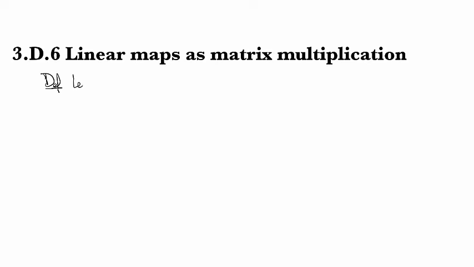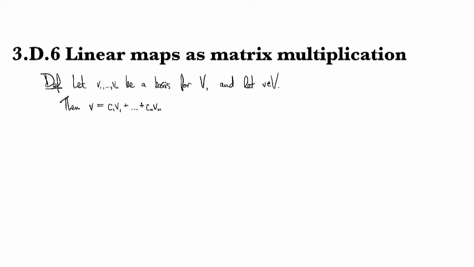So let's let V1 through Vn be a basis for V. And let's take some element v of our vector space. Since we have this basis, we can represent v in terms of this basis: c1 v1 plus up through cn vn, for some choice of coefficients ck from our scalar field.